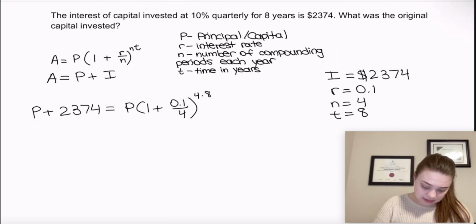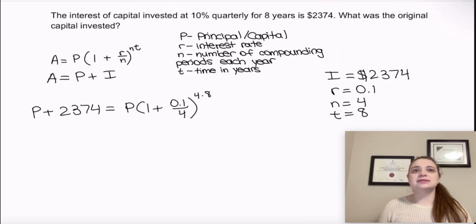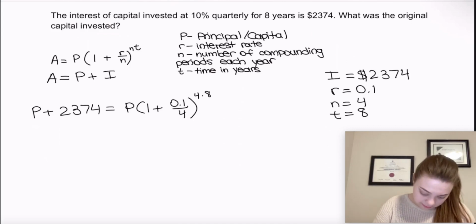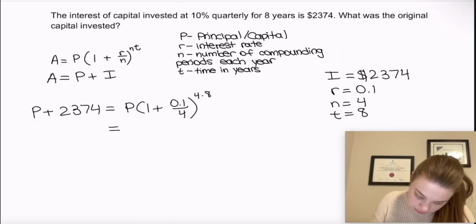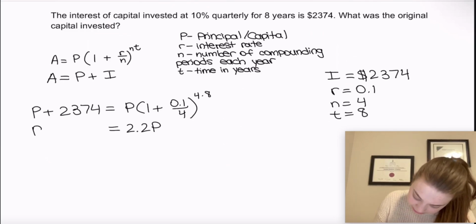So 0.1 divided by 4 plus 1, to the power of 8 times 4. Well, 4 times 8 is 32. So the power of 32, that gives me 2.2p. So 2.2p is equal to p plus 2,374.